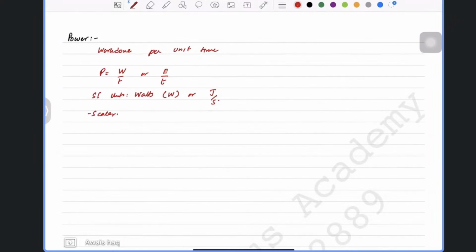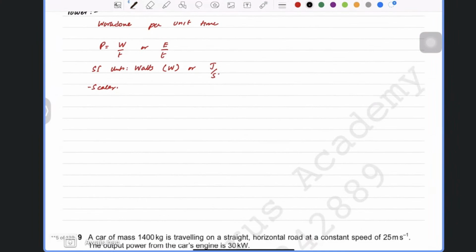There is a small derivation that is also involved, so I'm just going to do that. Since power is work done over time, and work done is force times displacement over time, and displacement over time is velocity, you can write it as force times velocity as well. So power will have three formulas: work done over time, energy over time, force times velocity, and some electrical formulas that we're going to do later on. You can write this down. This is a small derivation that you might need.